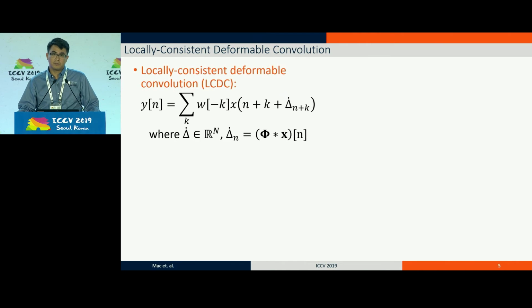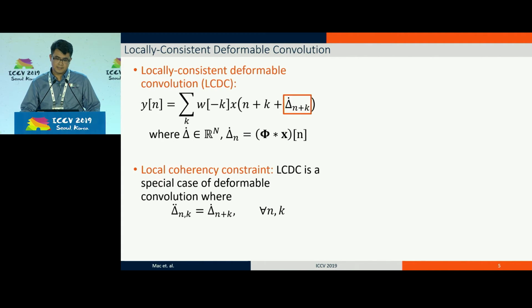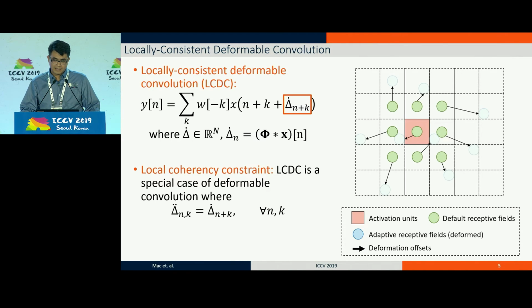To solve this, we propose the locally consistent deformable convolution as follows. The difference here is that we restrict delta 2 dots nk with delta 1 dot n plus k with lower dimension. Here we have the same activation unit and adaptive receptive fields as in the previous slide. When we move the activation unit, LCDC enforces the local consistency over the adaptive receptive fields. Thanks to that, we can produce the consistent motion field.